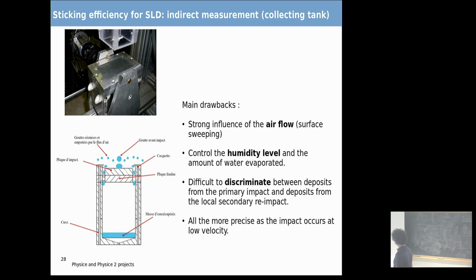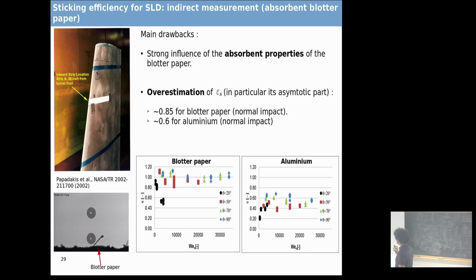And another thing, it's difficult to discriminate between the deposit from the primary impact and the deposit from the local secondary impact. This experiment has been calibrated so that the secondary should go outward, but you may have some local ones. Imagine a small droplet which is emitted normally, it may re-impact. So what is the difference between primary and secondary impact? Not that easy. And of course, it is all the more precise when the impact occurs at low velocity.